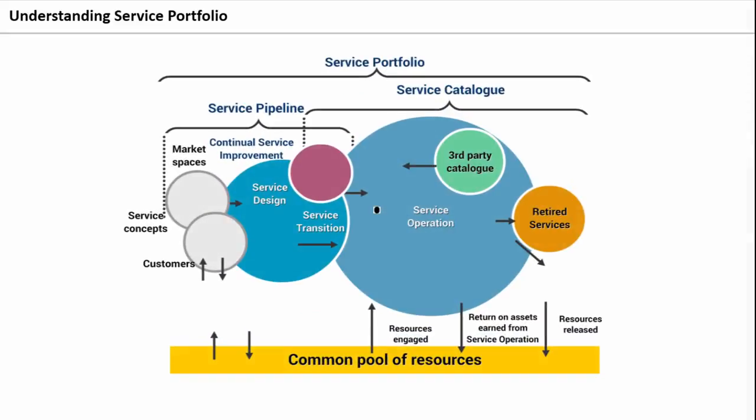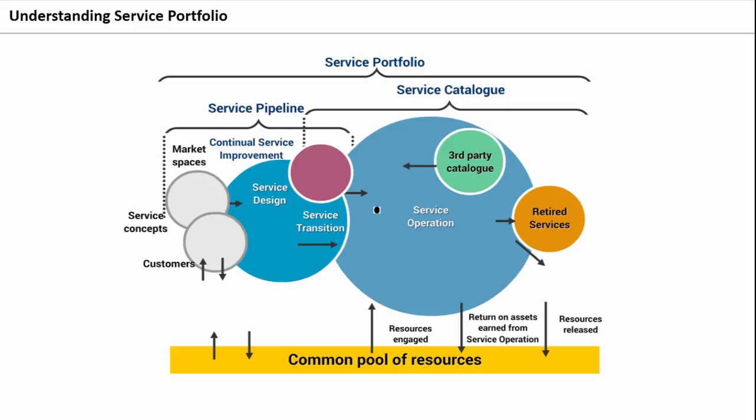Understanding the service portfolio. The figure shows the service portfolio in detail. The service portfolio includes the service pipeline, live services, and retired services. The service pipeline is a database or structured document listing all services that are under consideration or development but are not yet available to customers. The service catalogue is a database or structured document with information about all live IT services, including those available for deployment. The service catalogue is the only part of the service portfolio published to customers and is used to support the sale and delivery of IT services.